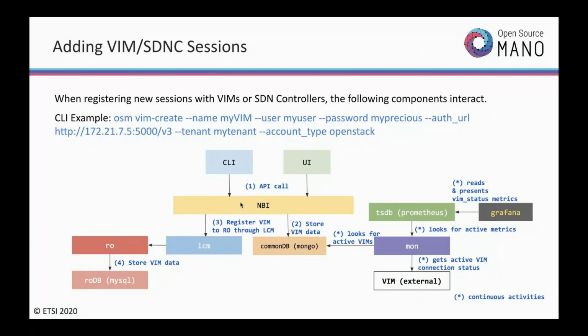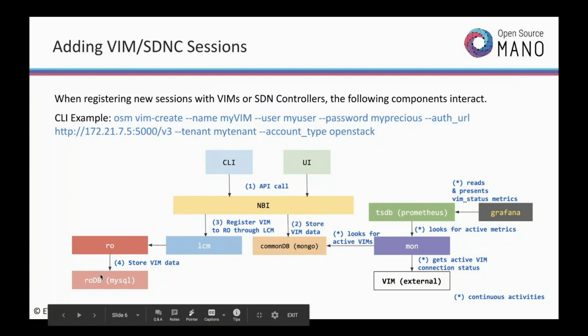When the NBI receives the API call, the information is stored in MongoDB. So the VIMs are there in Mongo. Then the registration call is taken by LCM, and LCM drives it to RO. And RO stores that information in its database provided by MySQL, because RO is the main component interacting with the VIM. So it needs to be aware of the VIMs that are created in the system.